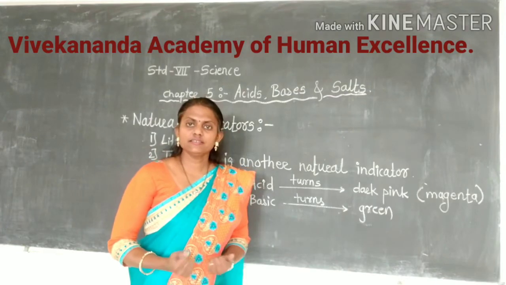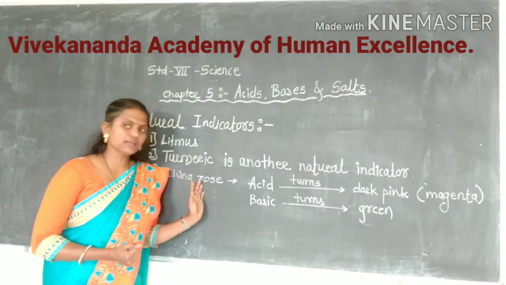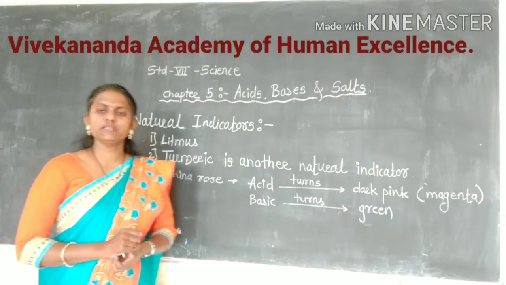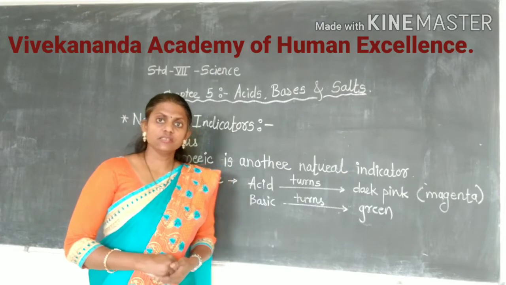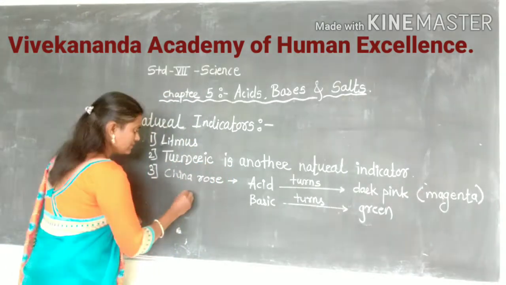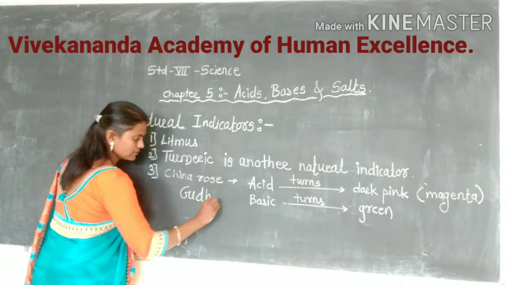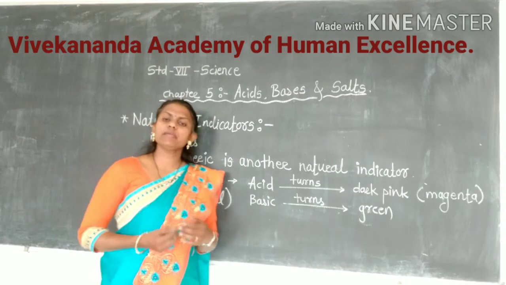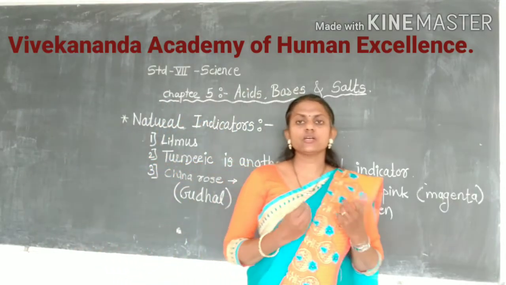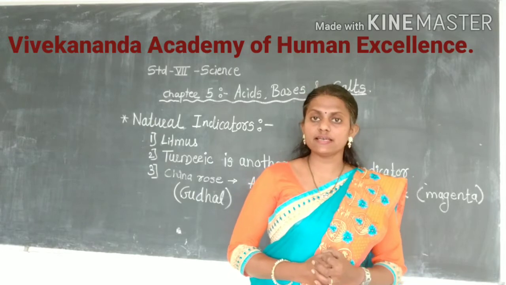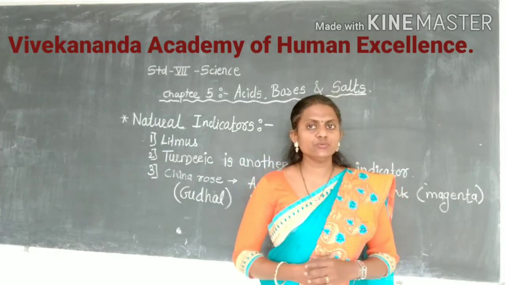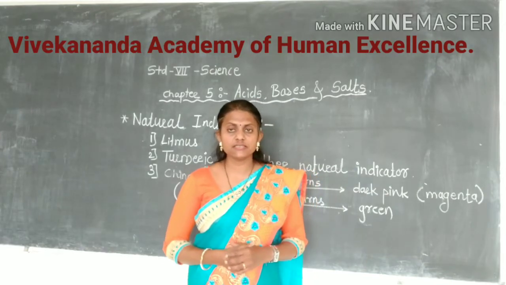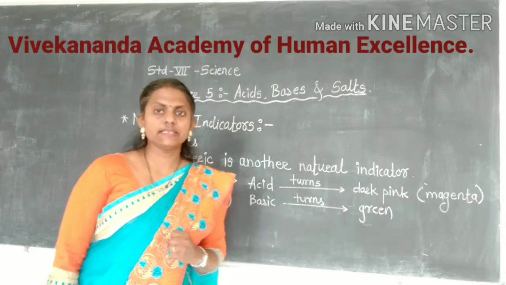Now we will see another natural indicator, the China rose. China rose petals, this is a flower, normally you are aware of it. See how we can make the solution of this. We need to collect the China rose petals and make a solution of these petals. These China rose petals are also used as an indicator.